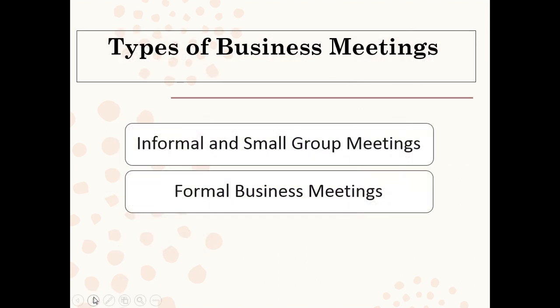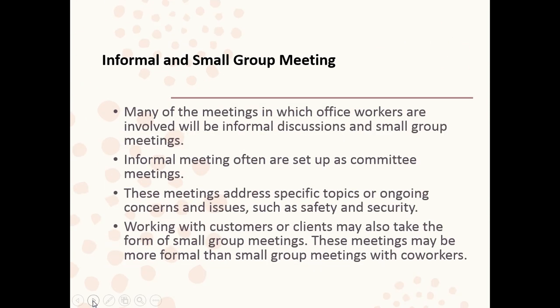Okay, so there are two types of business meeting that you should know. Usually office workers should understand the difference in the nature of the meeting, so they can differentiate which one is informal and small group meetings, and the second one is formal business meeting. So these are the two types of business meeting that you must remember: informal and small group meetings, and formal business meetings.